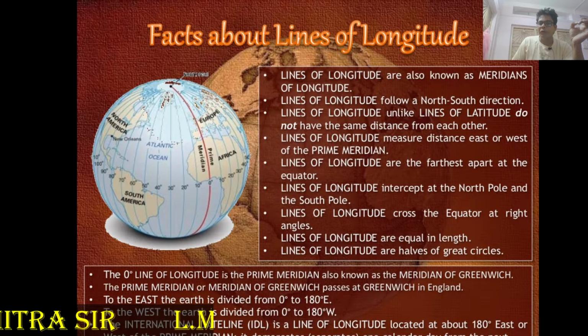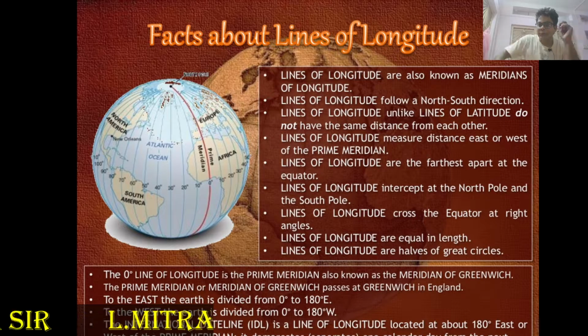So if you take an example, this is the longitudes and this is the latitudes. Do they cross at a right angle? Right angle means 90 degrees. So the equator, and the latitudes and longitudes, cross at right angles.